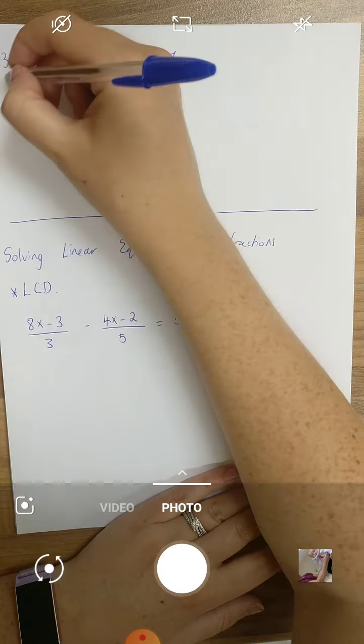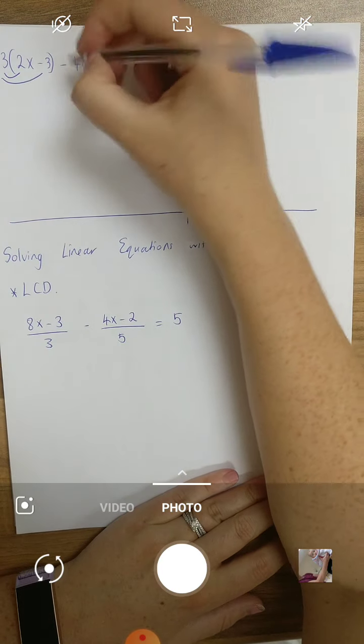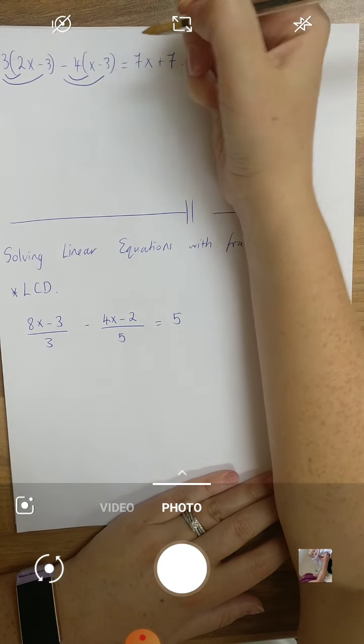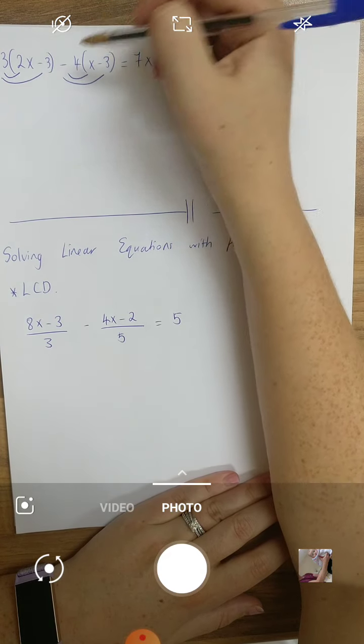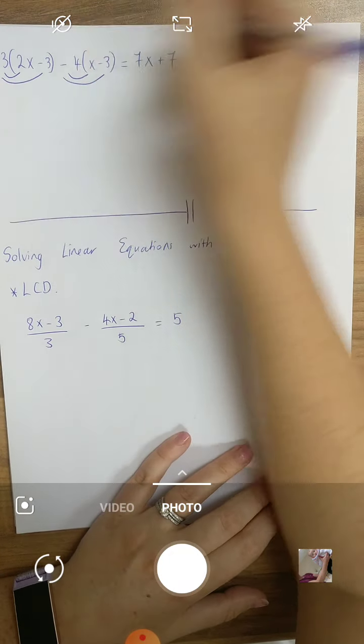So same ideas here. We have our brackets that we need to remove. So brackets tells us to multiply. So we're multiplying the outside term by every term inside the bracket. So that will be our first step here.